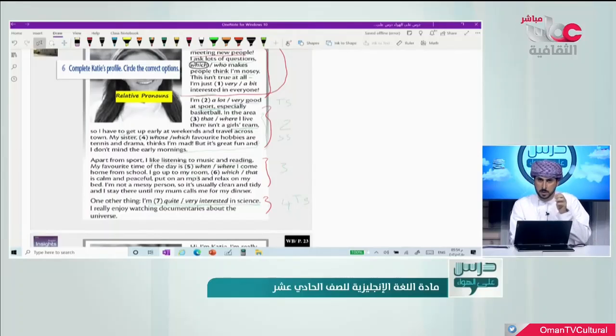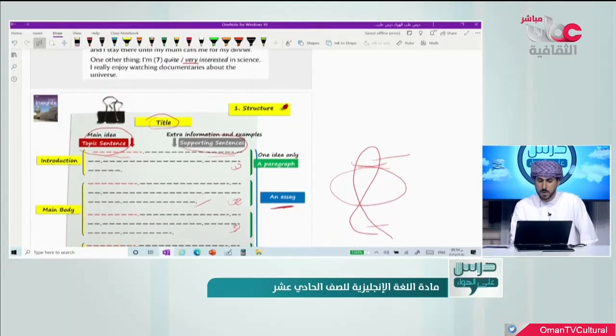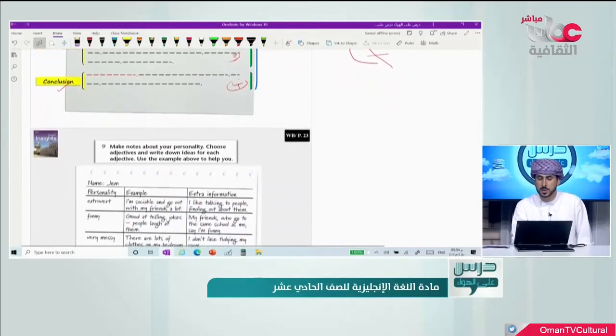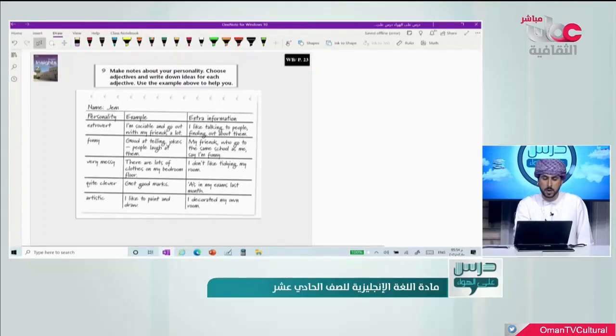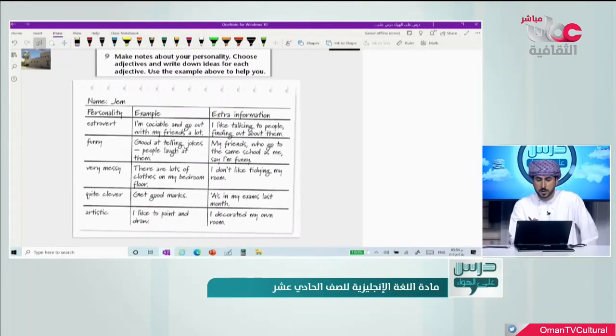Now we have covered the first step, which is the structure of a descriptive essay. Now let's move to the second part, which is what? Which is planning. How can we plan in order to write a good essay? So I want you to focus on this. You can use a table like this, as it is clear on the screen, or you can use a mind map. It's up to you.